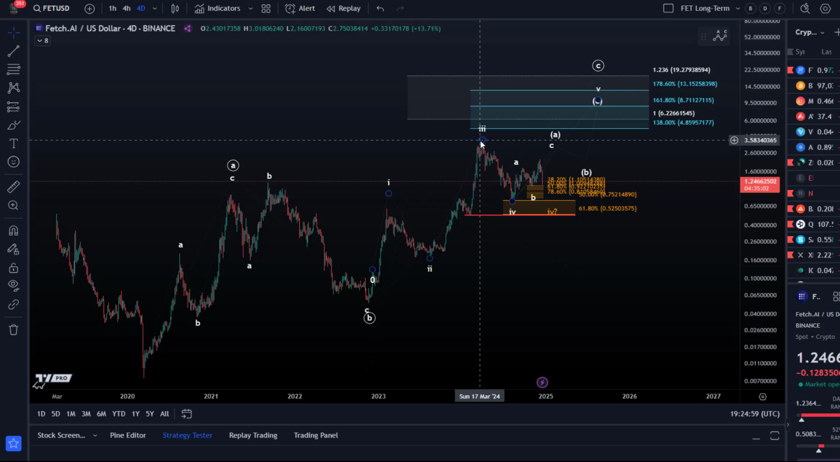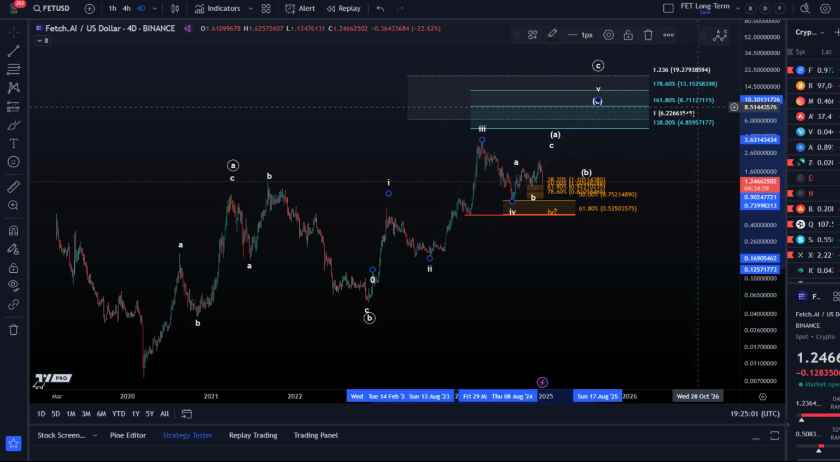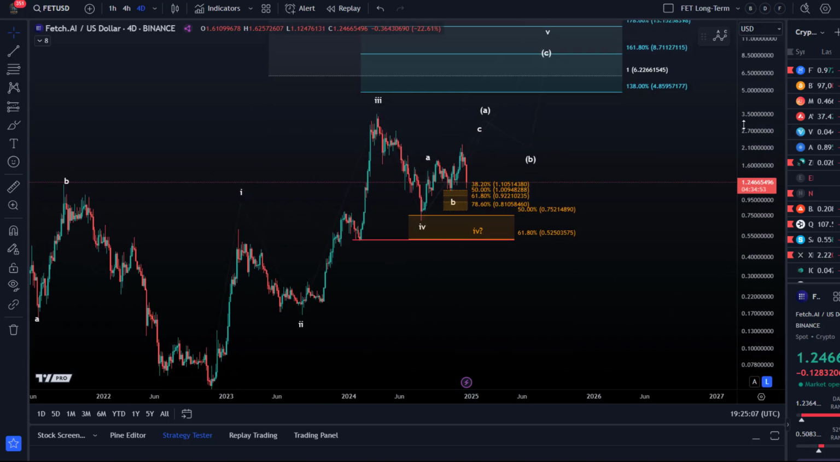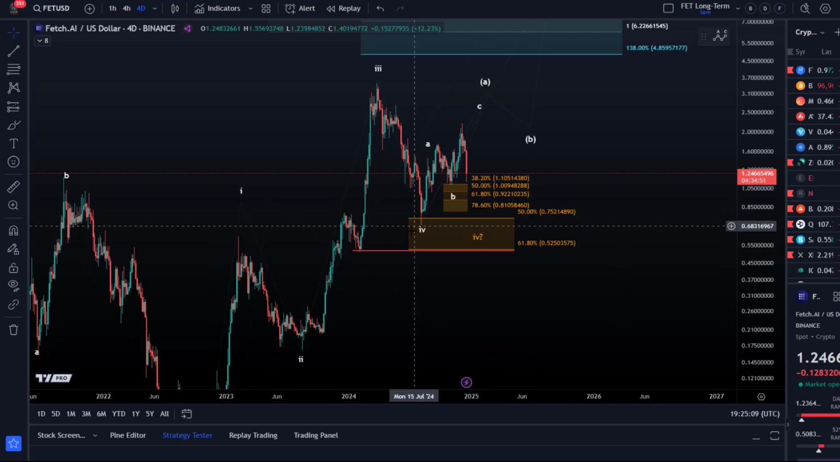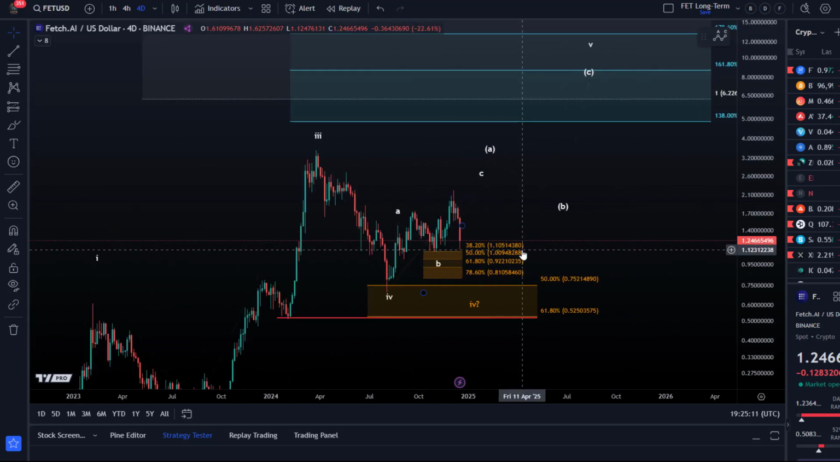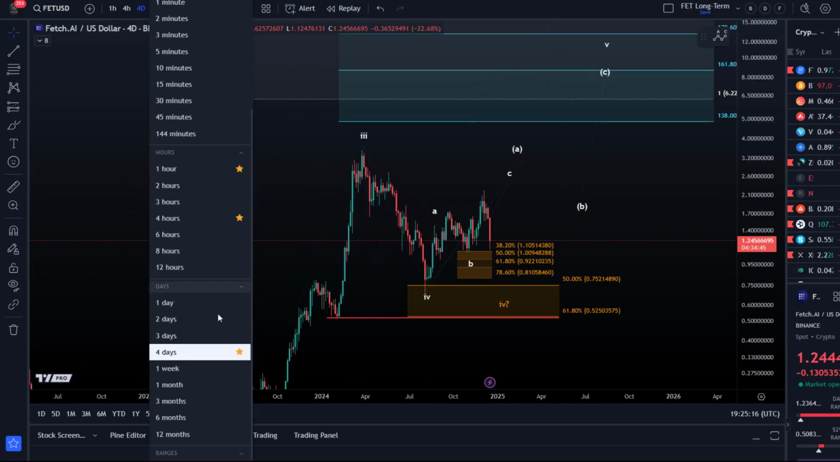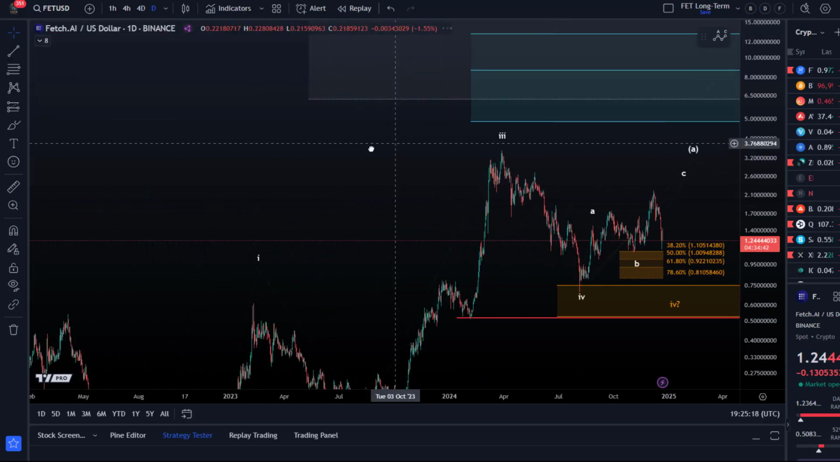Again, there's always a warning. When this move doesn't get to the 138% extension, that is a warning. And we had a pullback into support to the 50% retracement, a rebound, but not really any impulsive follow through, right? So let's go to the daily chart. What do I mean with that?